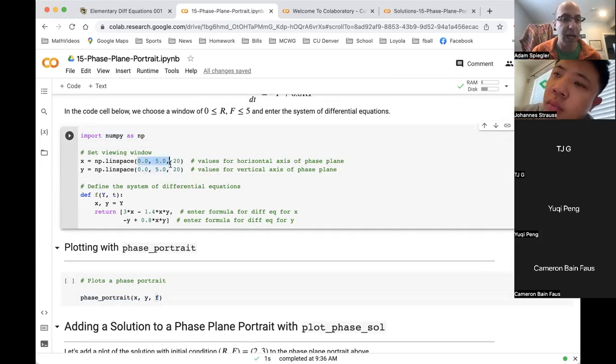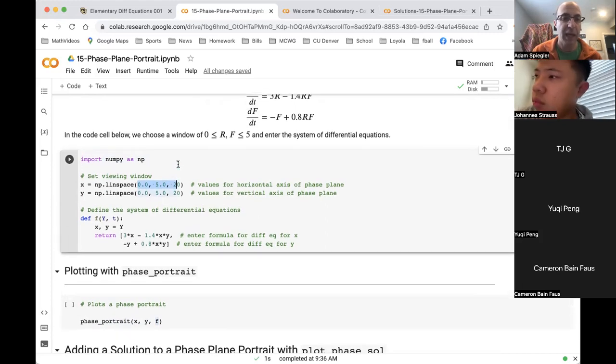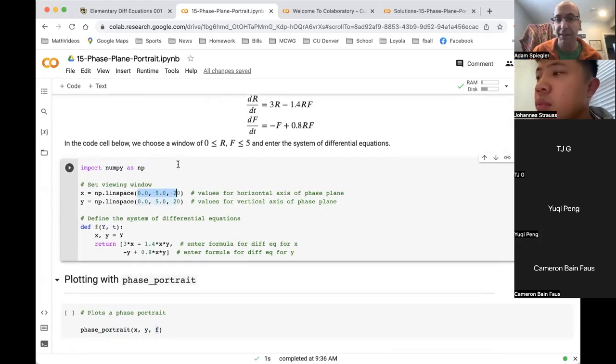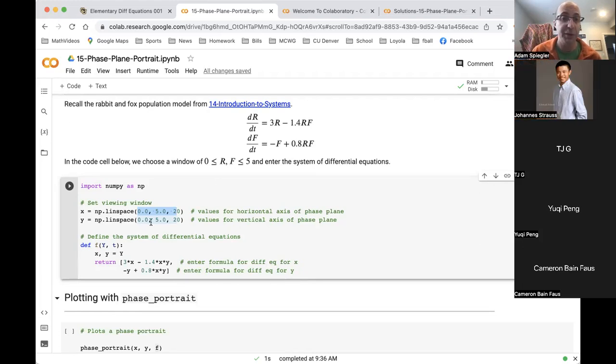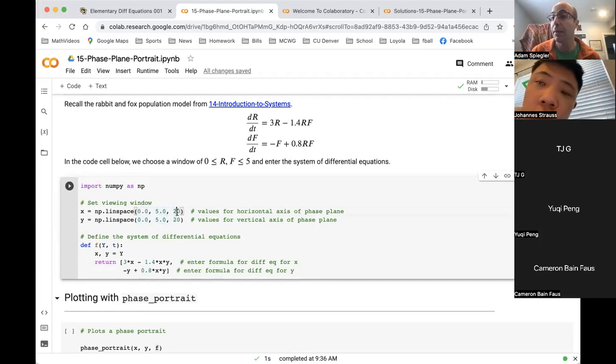And I'm going to plot x, x being our rabbits in this case. So we're going to work with the same rabbit and fox differential equation over here. I'm going to plot rabbits from 0 to 5, and I'm going to plot foxes from 0 to 5. So that is both of these things over here. So this means where do we start? This means where do we end? And this is telling how many values am I going to pick between 0 and 5.